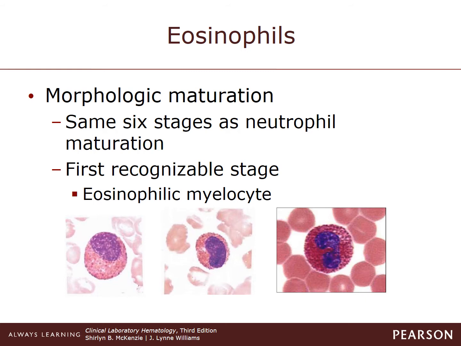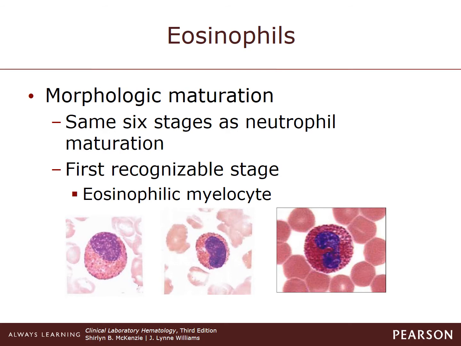So on the left, you have the first recognizable stage called the eosinophilic myelocyte. They have the same classification and characteristics as the myelocyte listed in the neutrophil. The image in the middle is an eosinophilic metamyelocyte, where you see the kidney-bean shaped indentation of the nucleus, again using the similar characteristics of the nucleus to cytoplasm. The only addition is those bright orange, Charcot-Leyden-filled granules. And the last is the eosinophilic band.